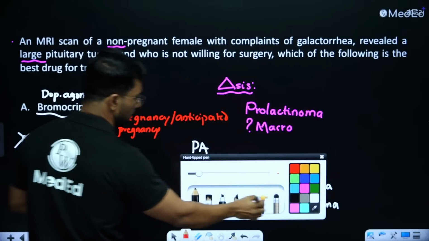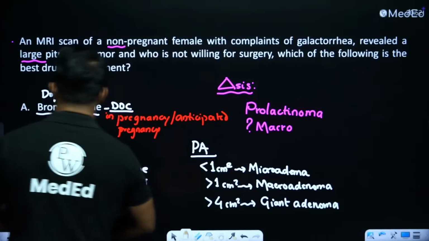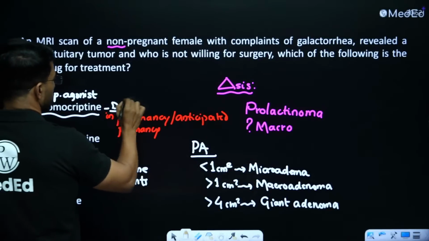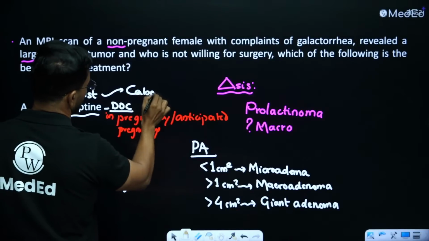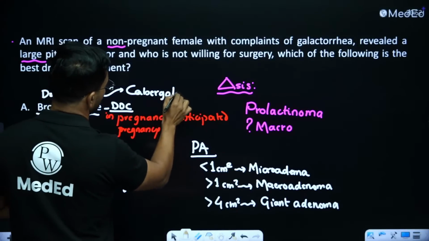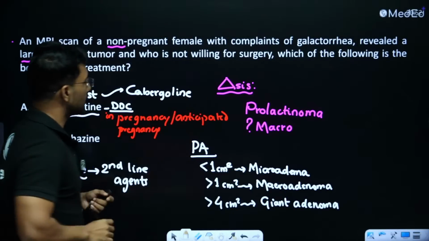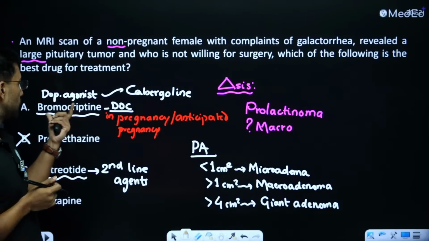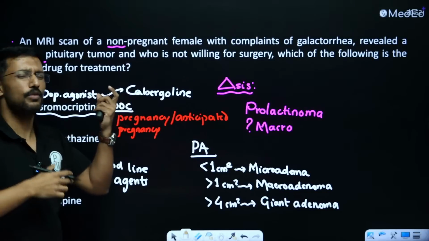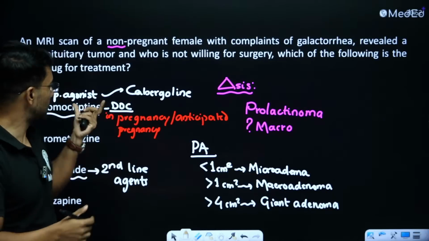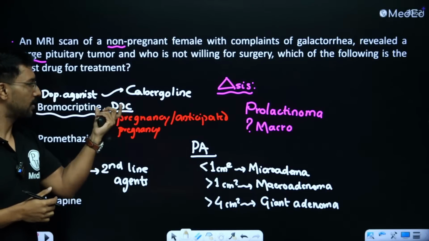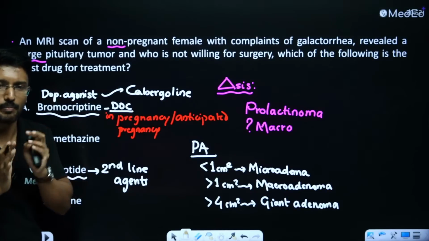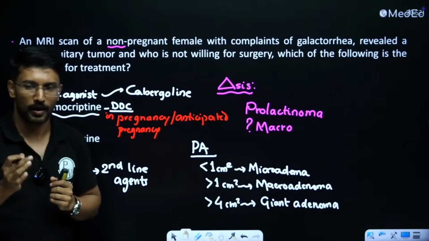Otherwise, what do we prefer? Otherwise, we would prefer cabergoline because it is long acting, it is more effective than bromocriptine. But studies are not there about the safety of cabergoline in large scale, as much as is available for bromocriptine in pregnancy. That's why for pregnancy, we can think of bromocriptine. Otherwise, cabergoline is the best drug when it comes to pituitary prolactinomas.